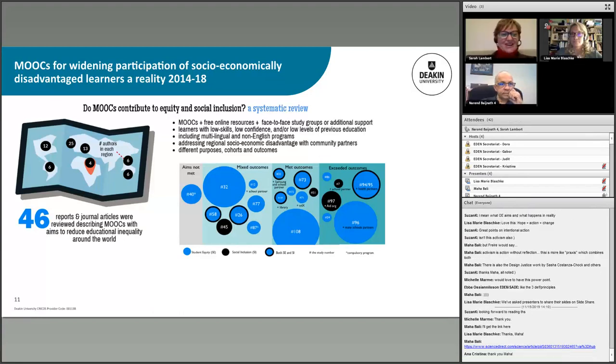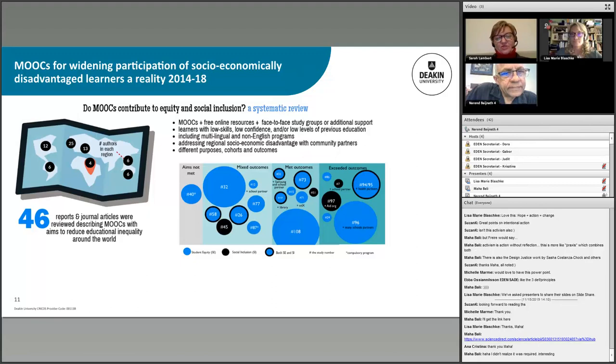I'm not sure. But the map on the left just suggests that the systematic review studies were reasonably well distributed globally. It was not as skewed towards North America and Northern Europe as many EdTech studies. There was just over 50% in other parts of the world, including both North and South of Europe, which is great. In fact, 17% of the studies were from Europe, policy as well as practice types of reports. And the MOOCs there, they're talking about definitely free online resources, but also face-to-face study groups or additional forms of support, some in distance mode and some in blended mode.